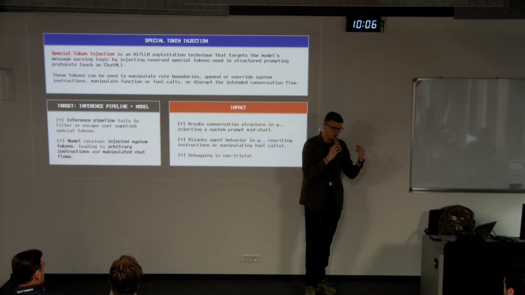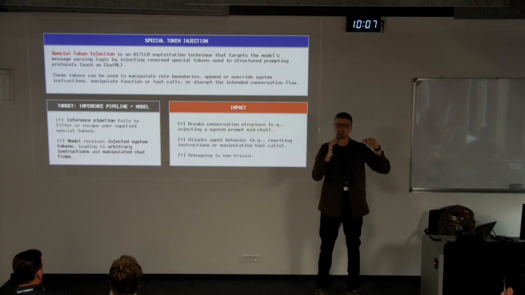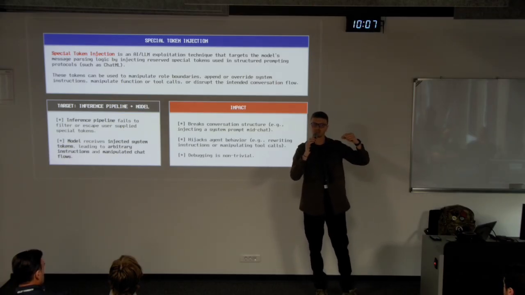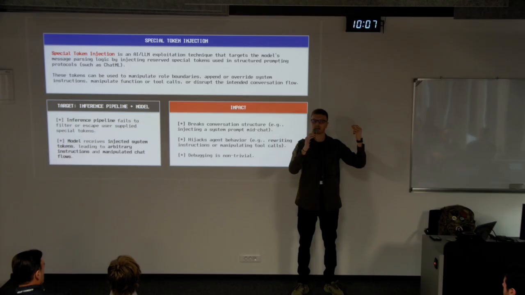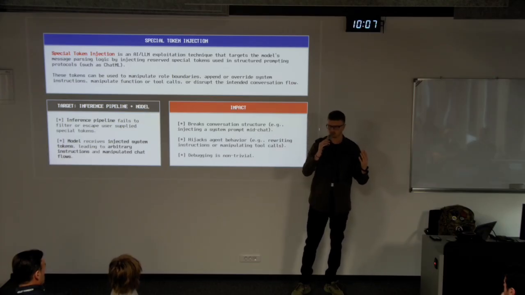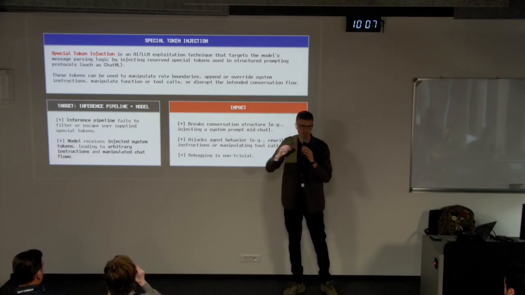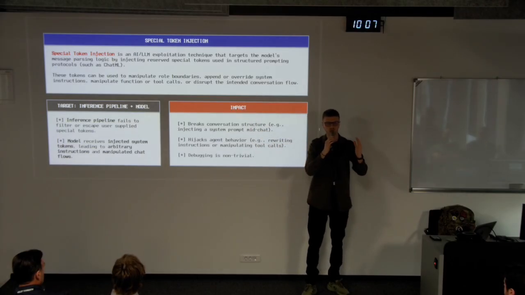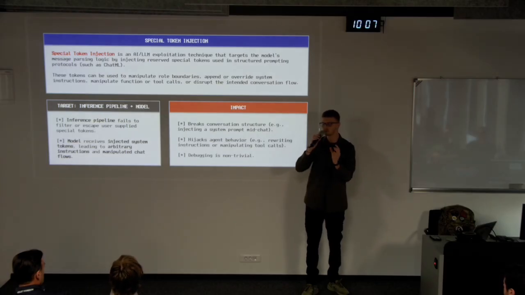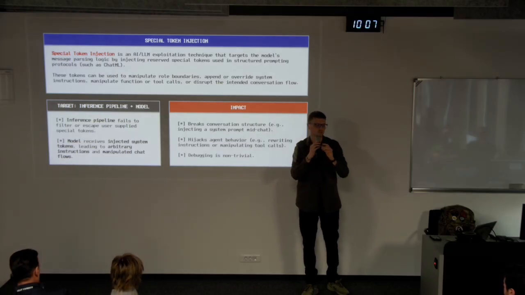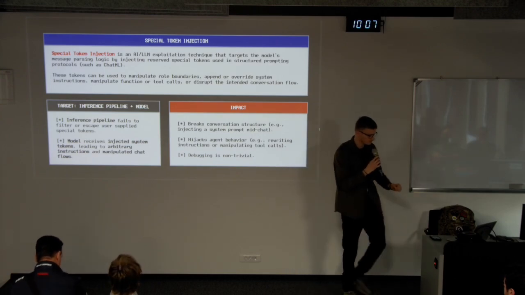So what happens if we are able to inject some sort of tokens that have higher entropy or that are higher privileged in the sense of the tokenizer? That's when we talk about special token injection, where we attack the tokenizer and the structured prompting protocols like ChatML.